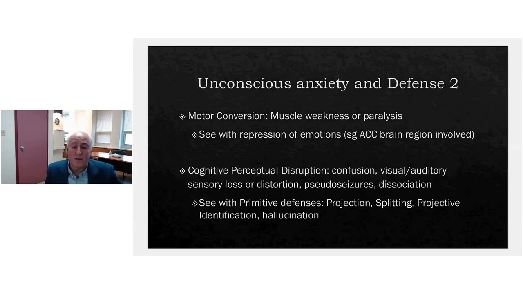The fourth is cognitive perceptual disruption, where the person is confused. They can have sensory distortion, pseudo-seizures, dissociation, and hallucinations. They can have hallucinations in any of the senses as a byproduct of anxiety. This is seen with what we call primitive defenses, where the person projects their own feelings onto you. For example, they think that you're angry at them before they even meet you. They're afraid of you. Or they use other patterns like splitting into all black or all white. Major problems tolerating anxiety and tolerating ambivalence.